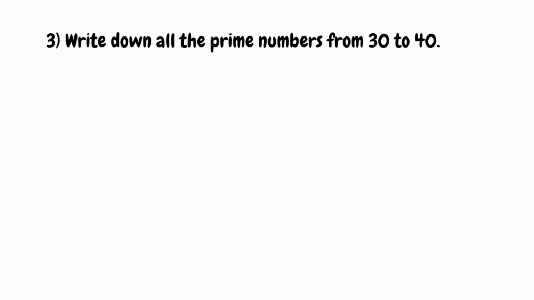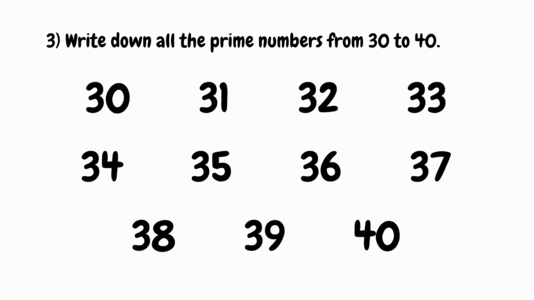Okay, and then for this final question, we want to write down all the prime numbers from 30 to 40. Okay, so if we take our numbers from 30 to 40, we want to find all the prime numbers. So straight away, we can get rid of all the even numbers. As we know, all of these would also have a factor of 2. So we can get rid of 30, 32, 34, 36, 38, and 40.